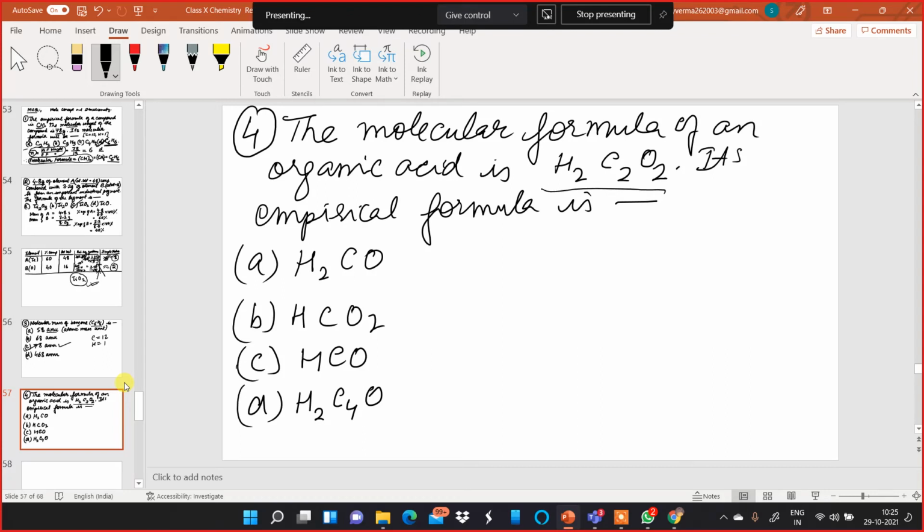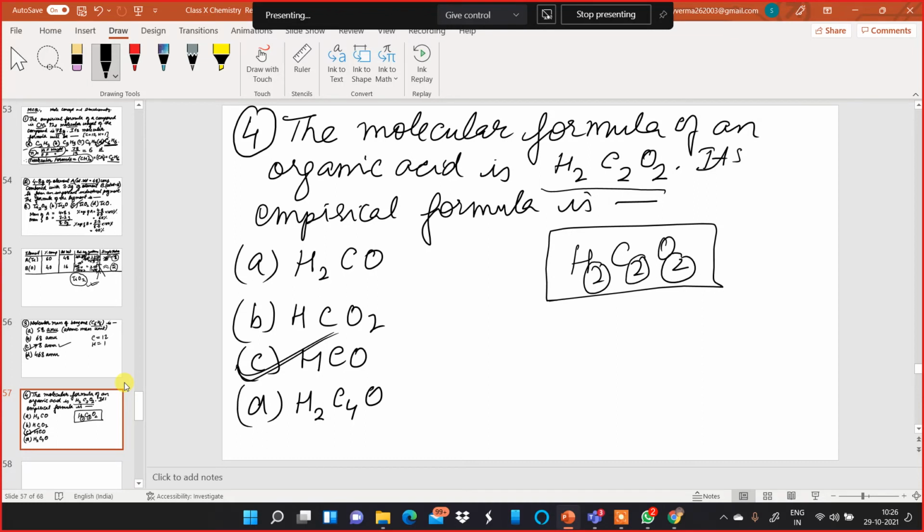HCO. Correct answer. Why is it HCO? How do you convert the molecular formula to the empirical formula? There is 2 here, 2 here, and 2 here. We take out the common factor 2 and cancel them. After dividing by 2, all these come to 1, 1, 1. So HCO is the answer. This acid is nothing but HCOOH. The empirical formula is CHO. You can write CHO also.